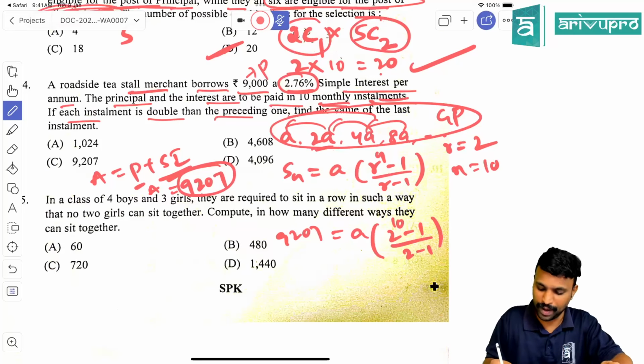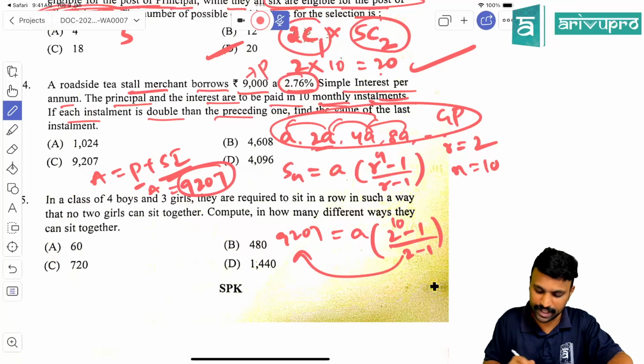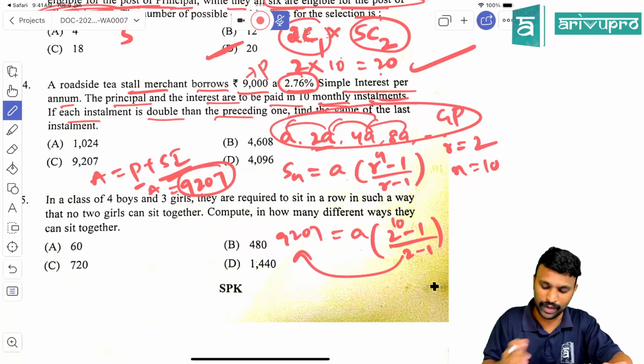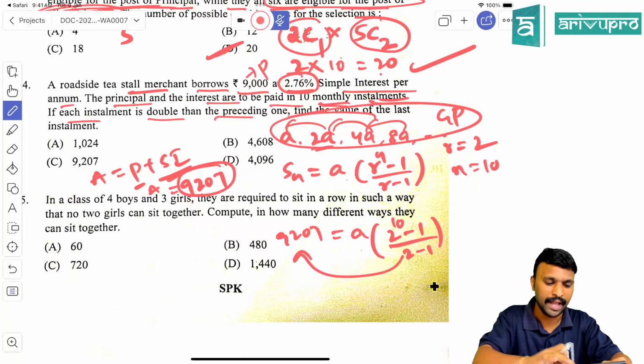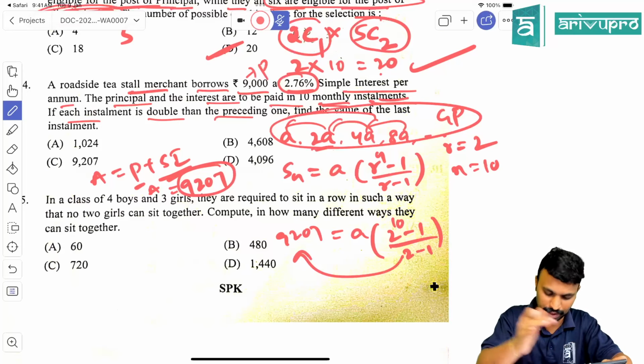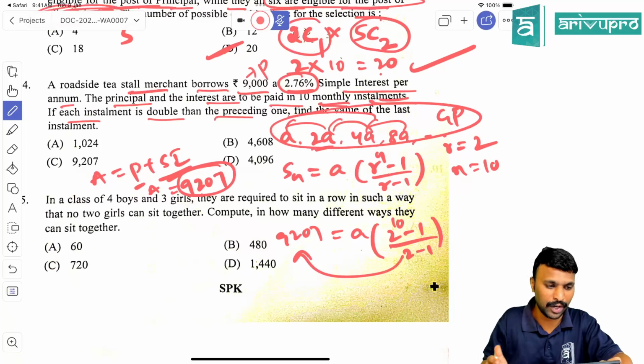Guys, find out 2 power 10. Type 2, press into, keep on pressing equal until the counter number is 11, minus 1. Then divided by 1, I need not do it. And if I take it to the other side, press divide, press equal. Rather than dividing, you are converting into multiplication by pressing divide and equal. Then multiply with 9,207. You get the value of A. A comes out to be 9.